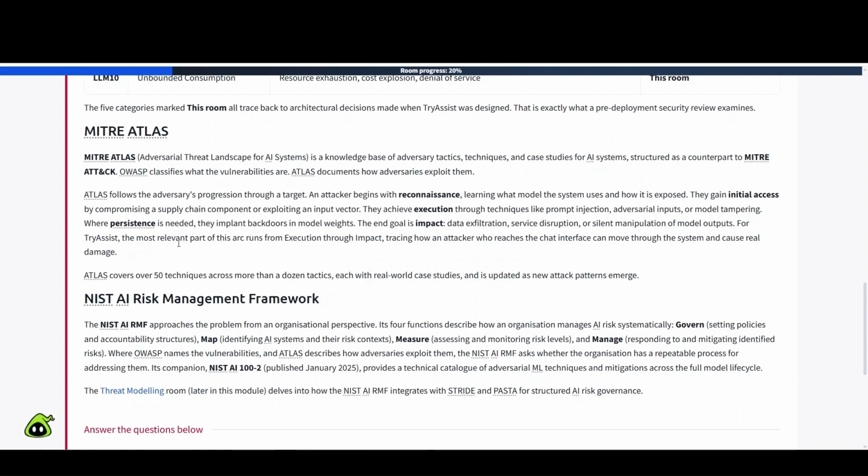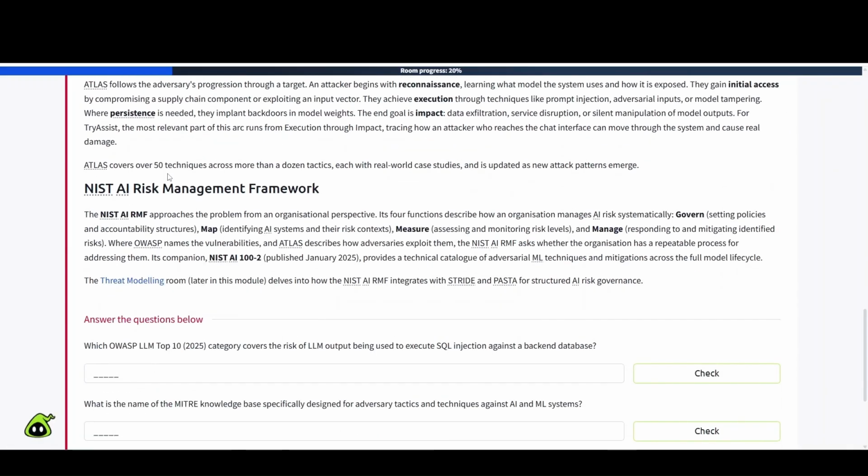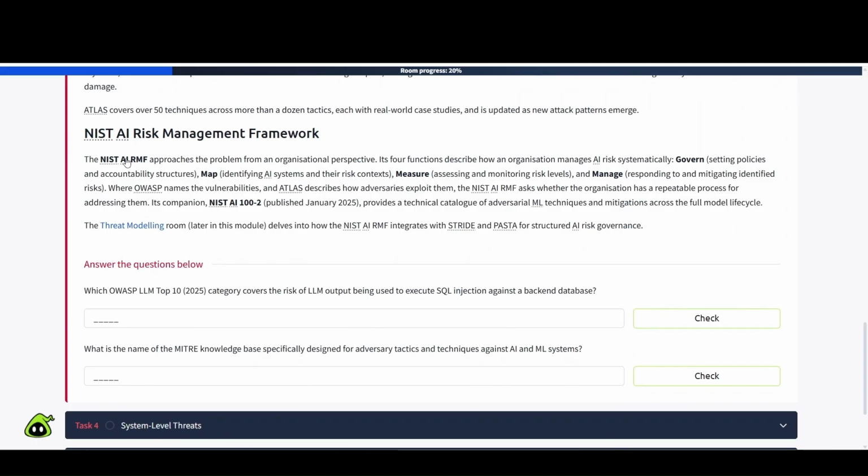For TryAssist, the most relevant part of this arc runs from execution through impact, tracing how an attacker who reaches the chat interface can move through the system and cause real damage. ATLAS covers over 50 techniques across more than a dozen tactics, each with real-world case studies, and is updated as new attack patterns emerge.